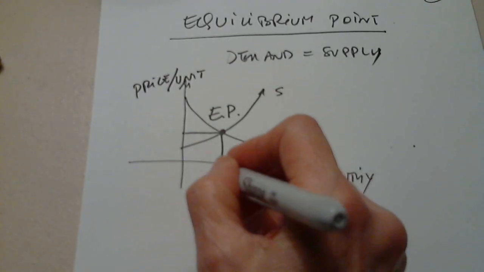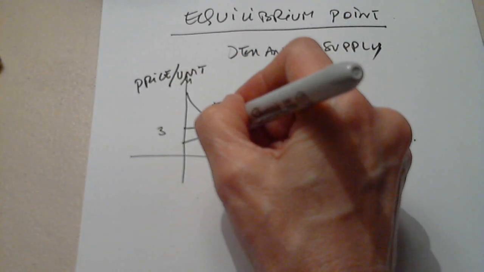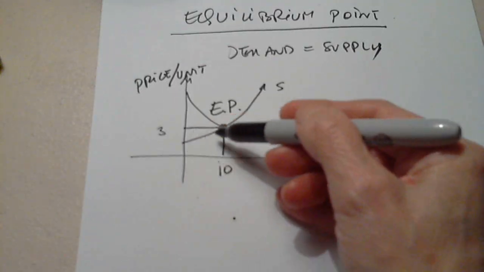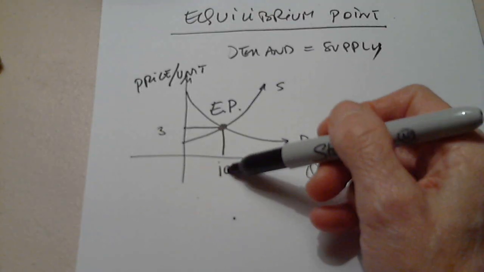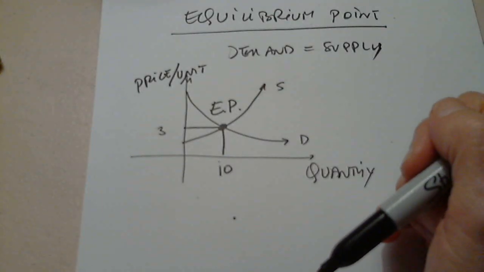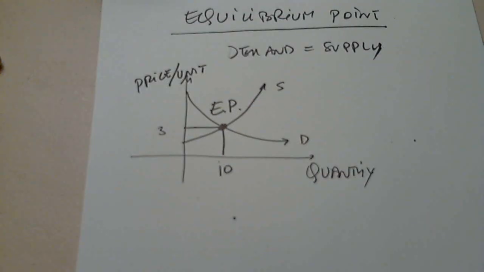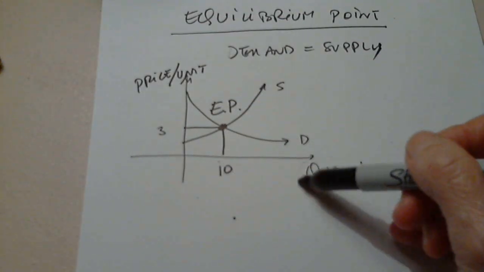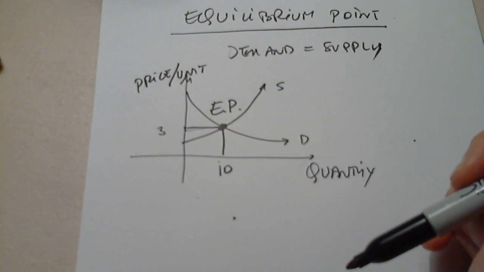So the quantity of, I don't know, 10 items at the price of 3 per item is where everybody is happy. The suppliers will produce at 10 quantities for $3 each, and the demand, we are happy, we are willing to buy a quantity of 10 units at $3 per unit.